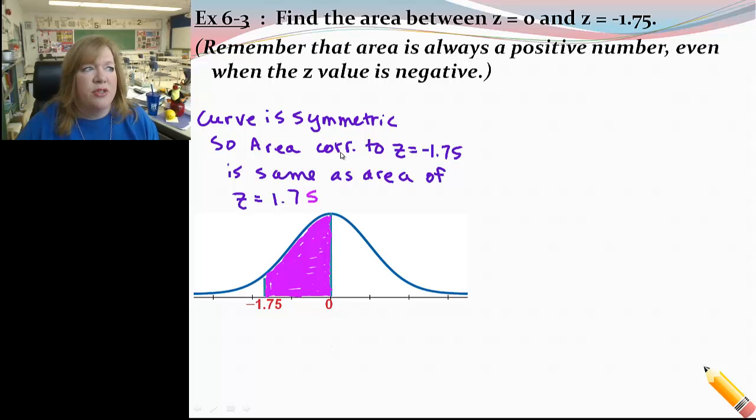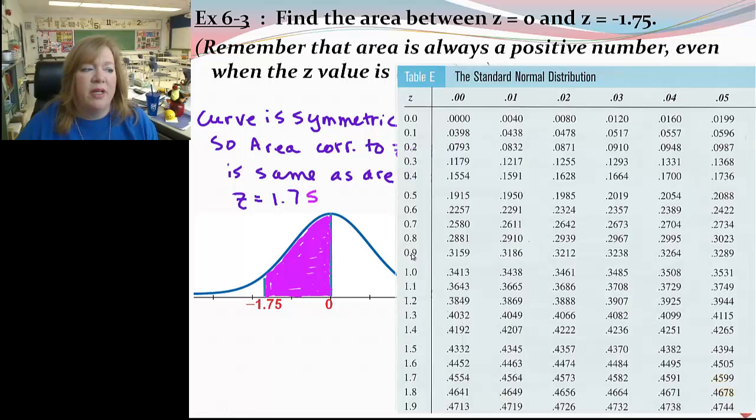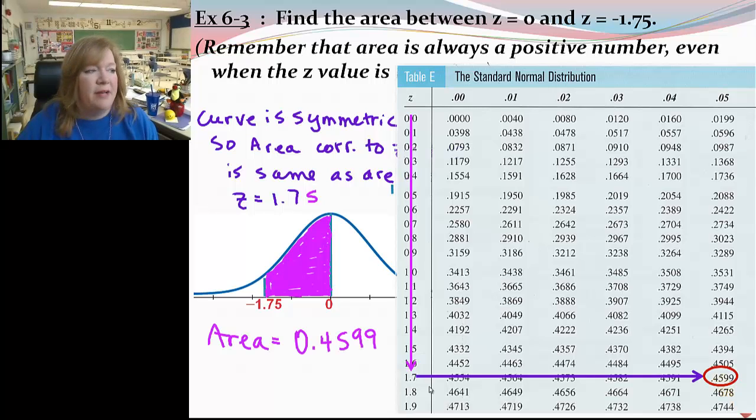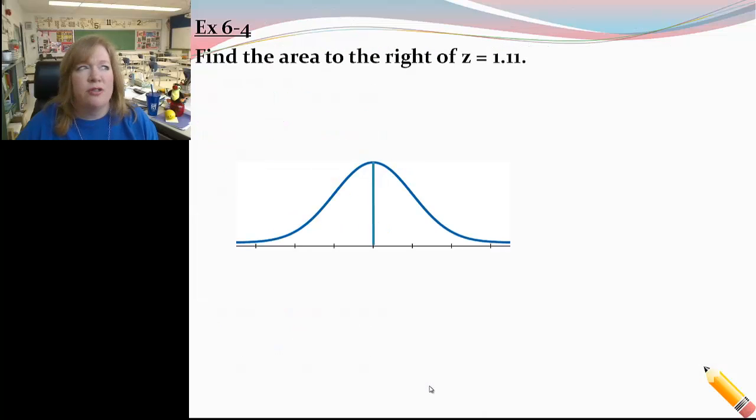Curve is symmetric, so the area corresponding to z equal negative 1.75 is the same as the area corresponding to z equal 1.75. Notice I put the hundredths in a different color so that you can kind of see when you're going to be doing this. I'm going to go down to the 1.7 on my z and then over to the 0.05, and that's the area. So it's 0.4599. That's it. It's pretty quick. There's not much to it once you get your sketch right.